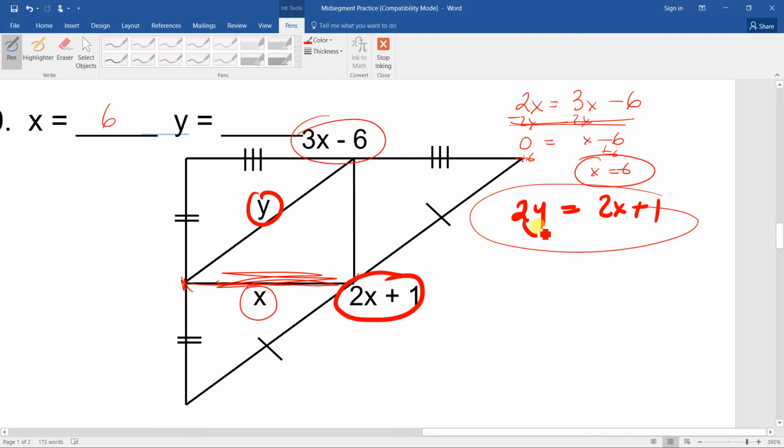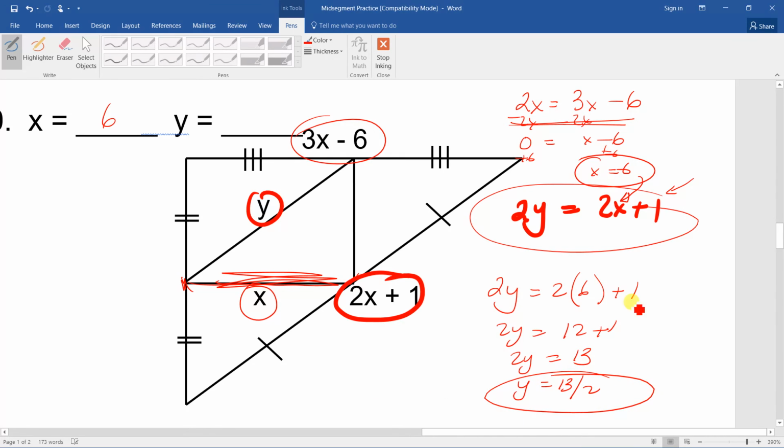Then I can solve for y by substituting it over here. So 2 times y is equal to 2 times x, which is 6, plus 1. So I'm substituting 6 over here, see? So 2y equals 6 times 2 is 12 plus 1. So 2y is equal to 13. And y is equal to 13 over 2. And I hope I didn't make any silly math mistakes over there. So that looks like 13 over 2.